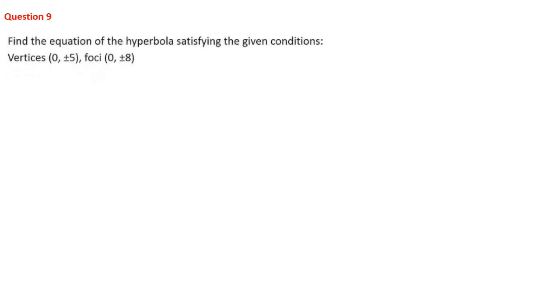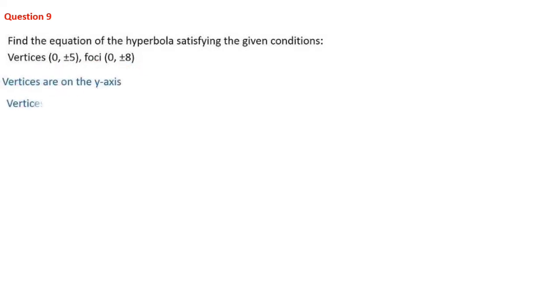Next, we shall discuss the ninth question. Find the equation of the hyperbola satisfying the given conditions. Vertices 0 comma plus or minus 5, foci 0 comma plus or minus 8. So here vertex and foci are given. You can see both are on the y-axis, since the x values are 0. That means these two points lie on the y-axis. So the axis of the hyperbola will be the y-axis. Let it be there in your mind.